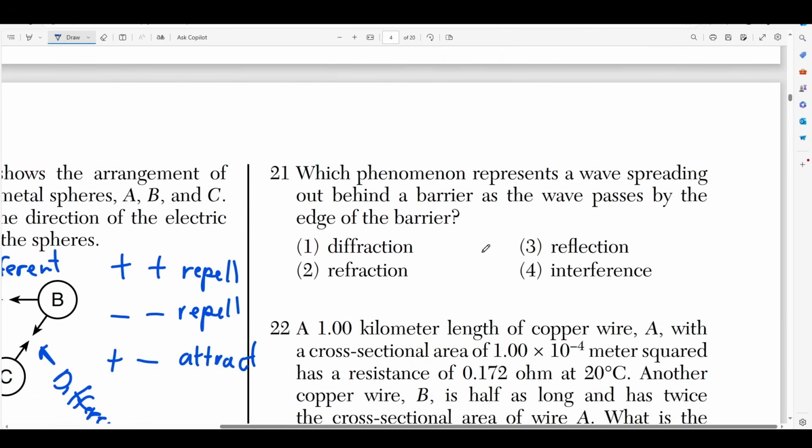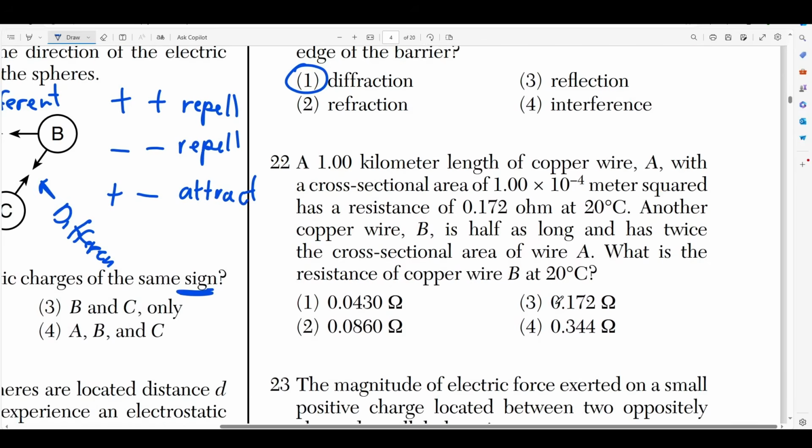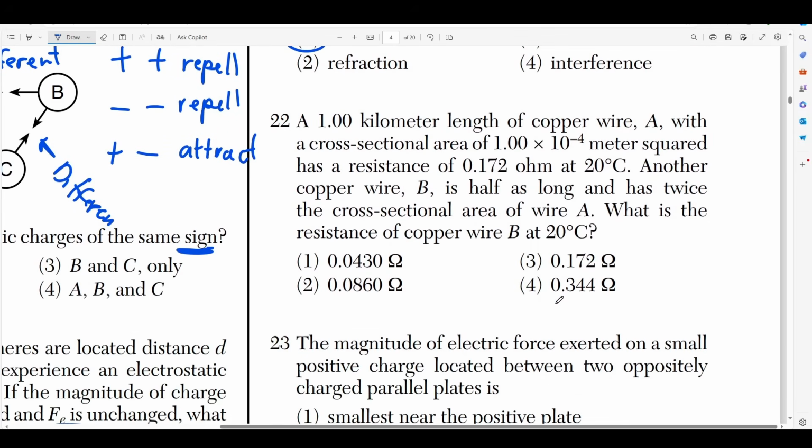Spreading out behind the barrier as the wave passes the edge of the barrier, right? And that has to be diffraction, because a signal will diffract. Here, if I have waves, I'll write it like this, actually. This is kind of how cellular signals can reach super far. If you have this barrier right here and you have these waves passing through it, the waves will then pass through the hole, but eventually diffract past the edge of it. That's what diffraction is.